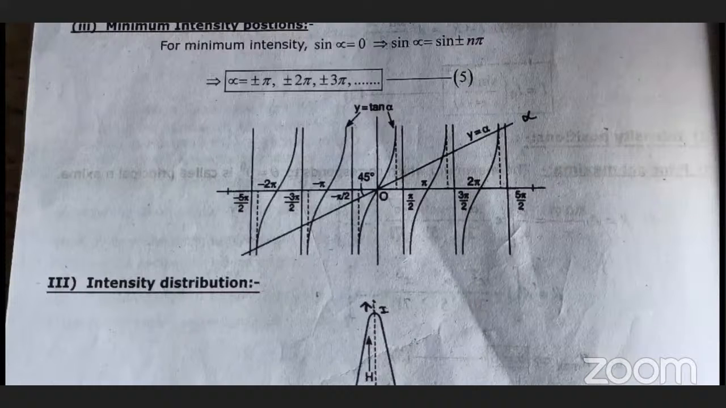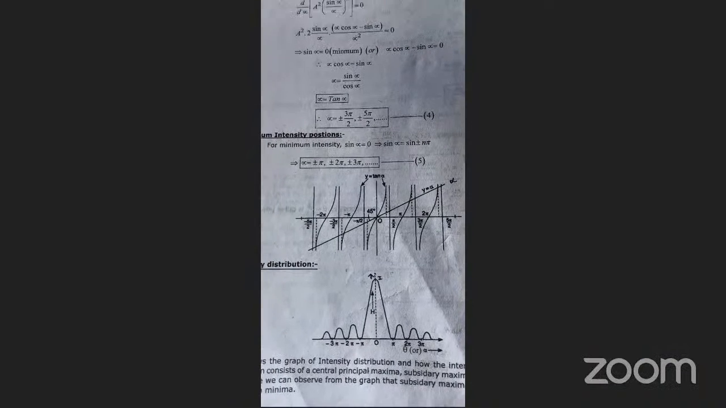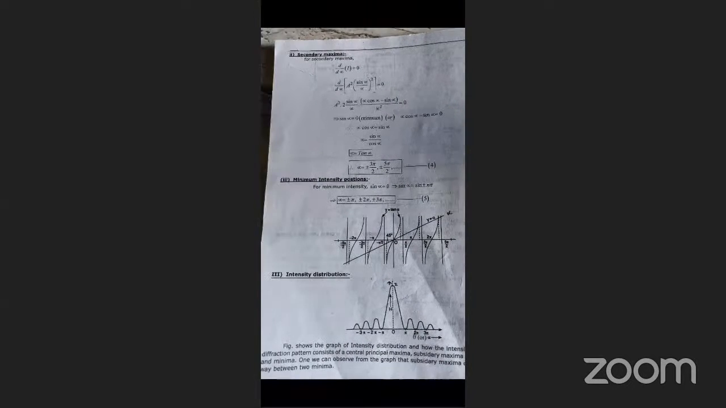Is there any doubt, students, about the intensity distribution curve for Fraunhofer diffraction? Next, we'll go for Fraunhofer diffraction due to a circular aperture, and then double slits. Is there any doubt? Next, we'll go for Fraunhofer diffraction due to a circular aperture.